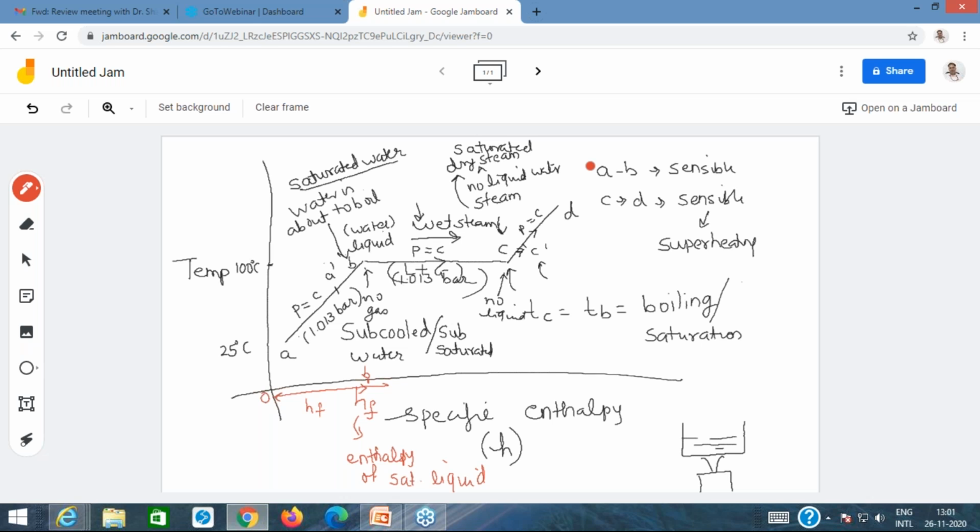From the origin to this point B, this length would represent the enthalpy of saturated liquid, HF, at a given pressure. For this example I had taken the given pressure to be standard atmospheric pressure. Now if you heat this water, the enthalpy would increase from HB to HC.